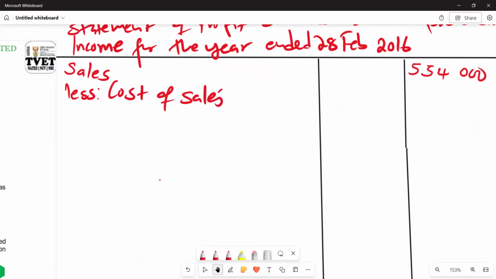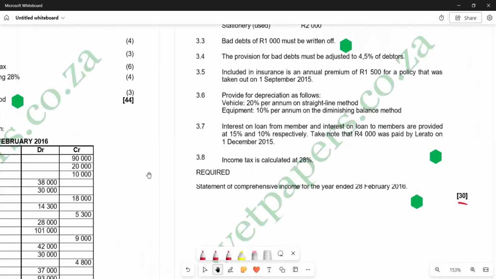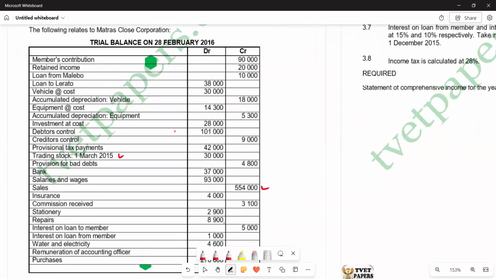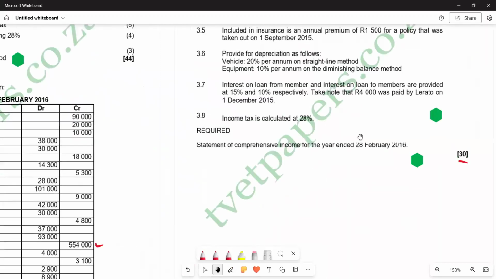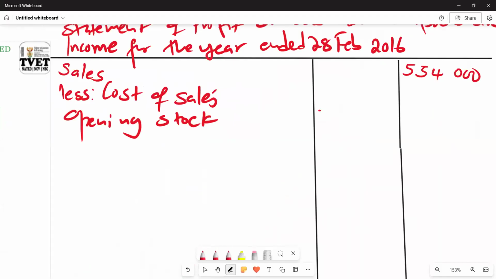Then for less cost of sales, obviously, we're going to calculate it beneath that, whereby we are going to start with opening stock. So we go to the question, try to see what we have in terms of opening stock. Obviously, the figure for opening stock, we find it in the trial balance. So if you come here, you see that we're given trading stock on 1 March 2015 as 30,000. So this is the figure that we are going to put there as our opening stock.